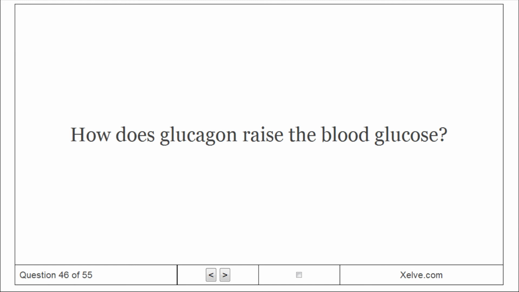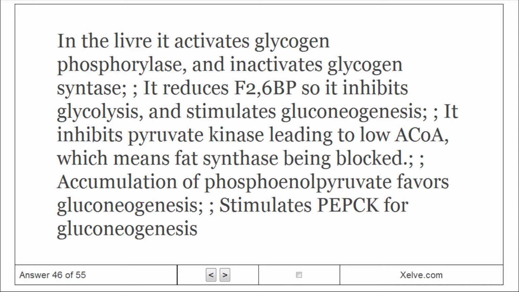How does glucagon raise the blood glucose? In the liver it activates glycogen phosphorylase and inactivates glycogen synthase. It reduces F2,6-BP, so it inhibits glycolysis and stimulates gluconeogenesis. It inhibits pyruvate kinase, leading to low acetyl-CoA, which means fat synthesis is blocked. Accumulation of phosphoenolpyruvate favors gluconeogenesis and stimulates PEPCK for gluconeogenesis.